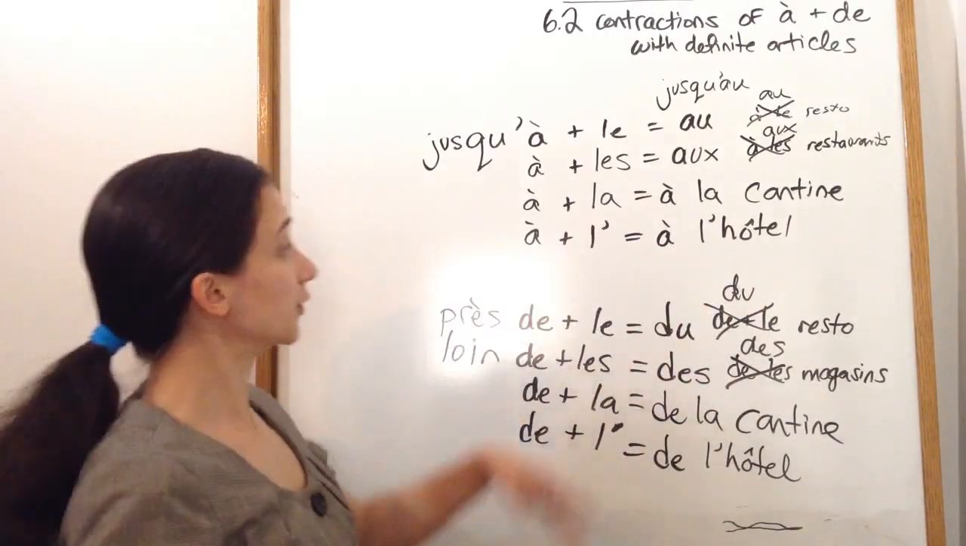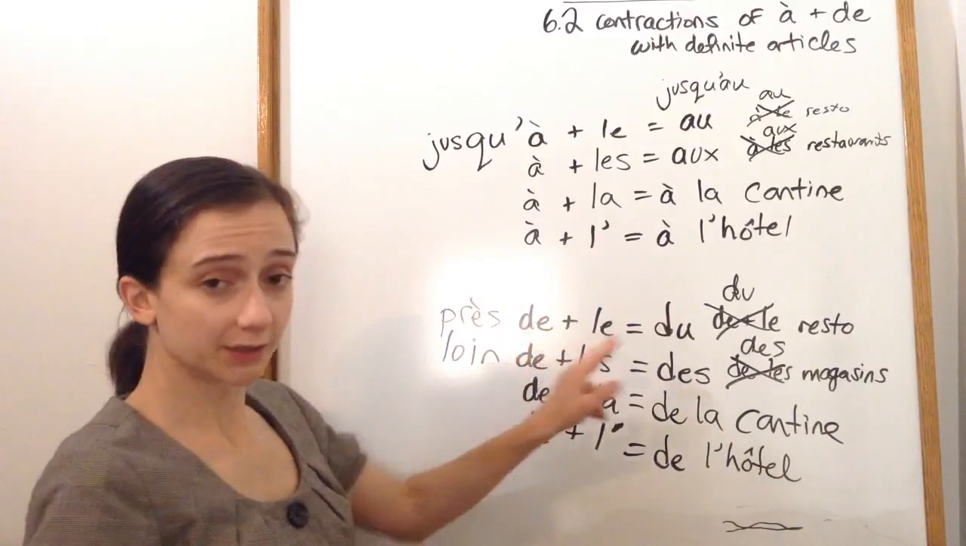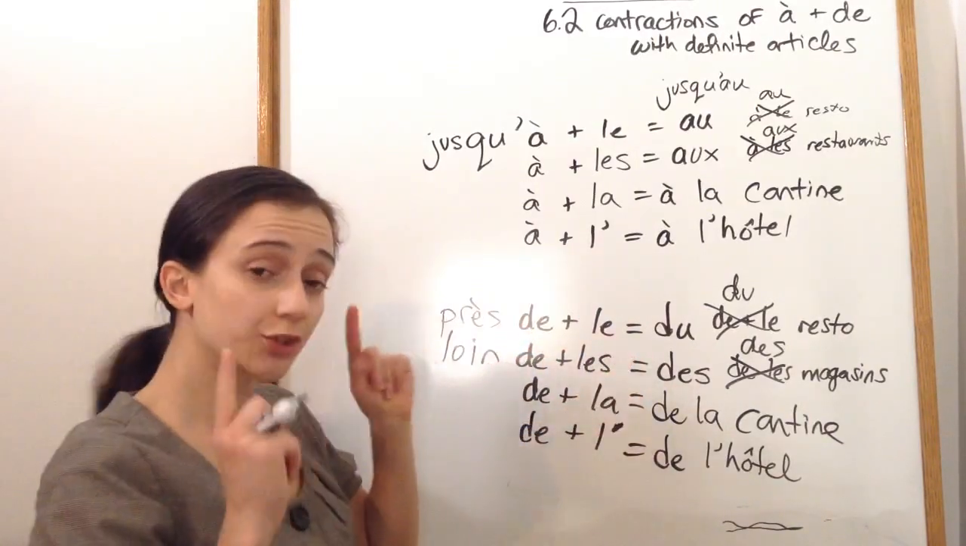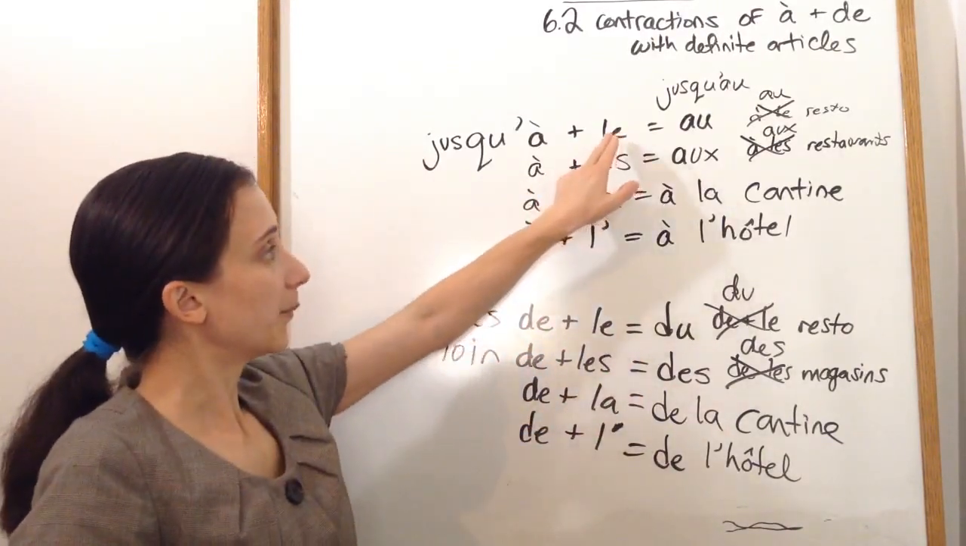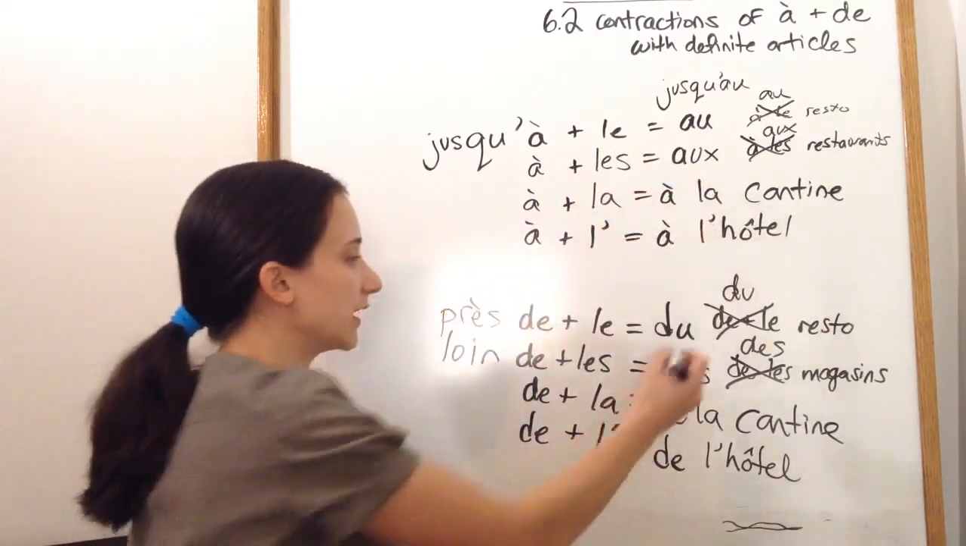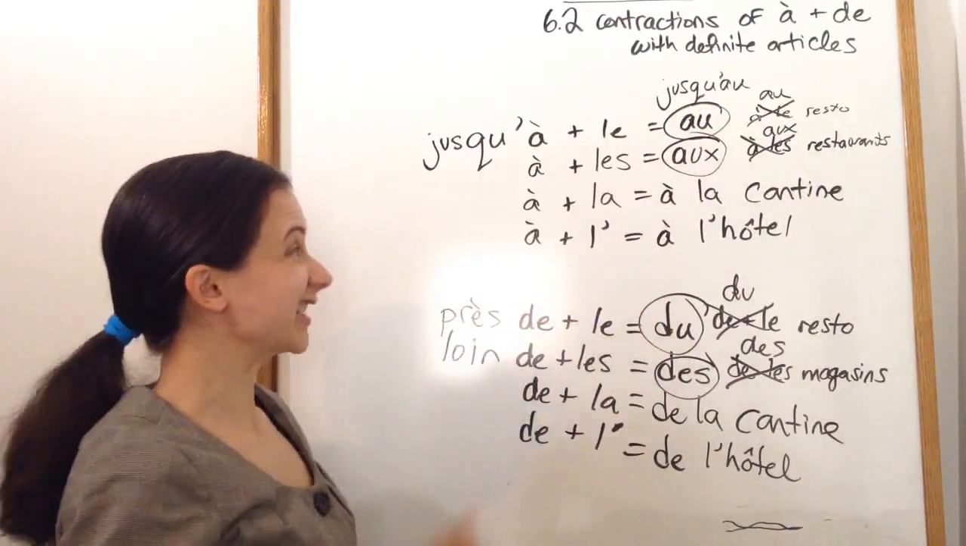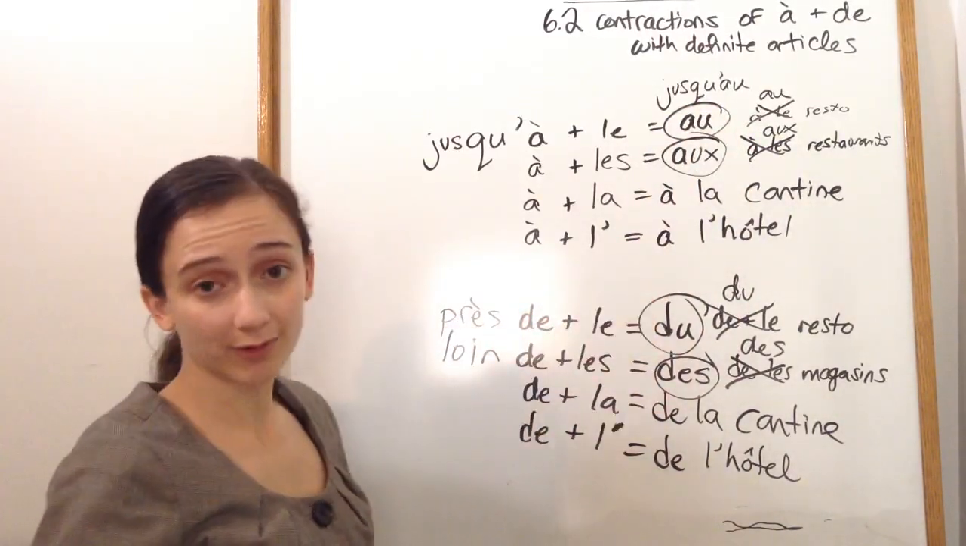So that's it. If you see à or de next to a definite article, make sure you look to check if it's masculine or if it's plural, in which case you need to change it. You need to make a contraction for these guys. And if it's not masculine or if it's not plural, then just leave it alone.